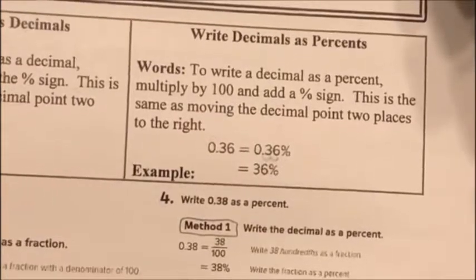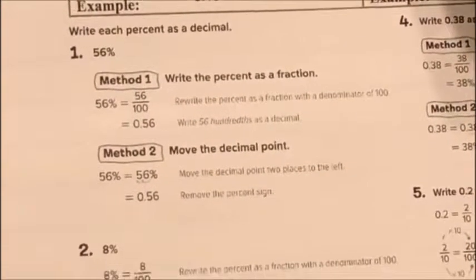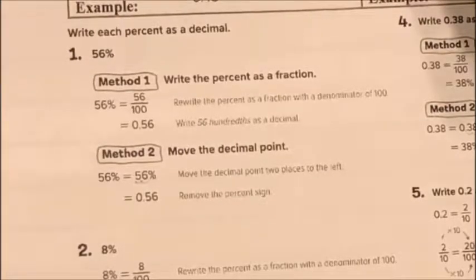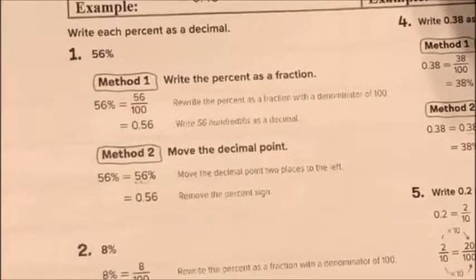Now let's take a look at some examples. Example number 1 says write each percent as a decimal. Okay, so method 1, you could write it as a fraction, right? So I have 56%, which is 56 over 100, which I can write as 0.56.